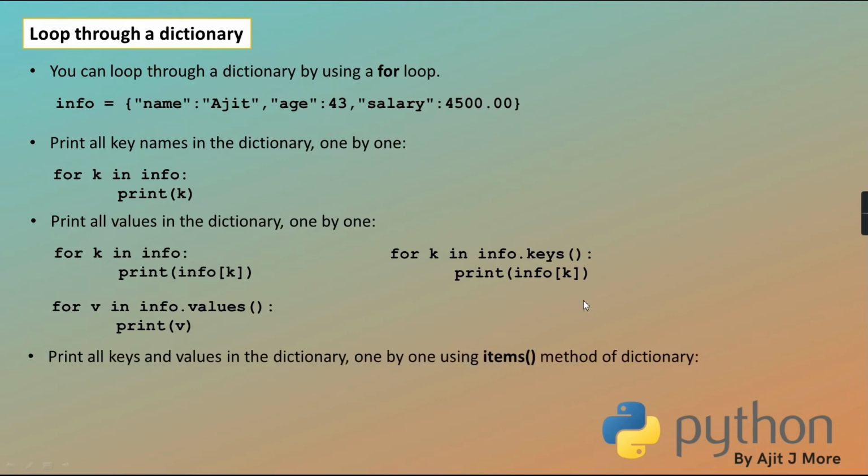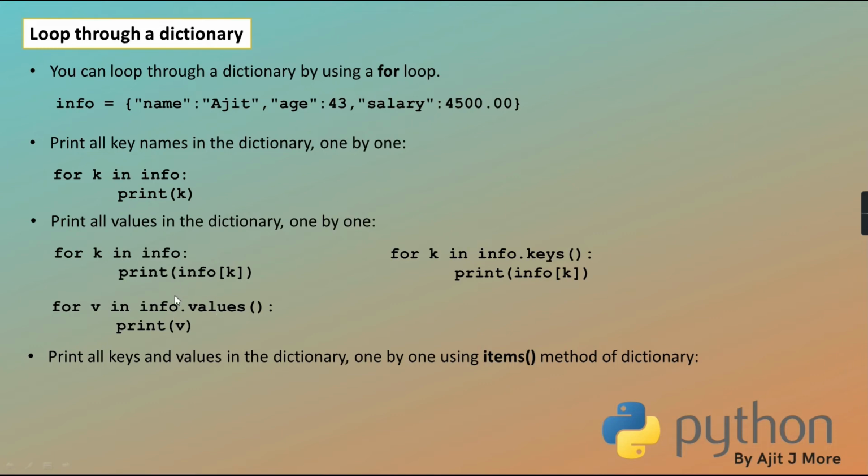Okay, and suppose you want both at a time, key also and value also, right? So for that also there is a provision: print keys and values in the dictionary one by one using the items method. Items returns again an iterable object of class dict items. Please understand.